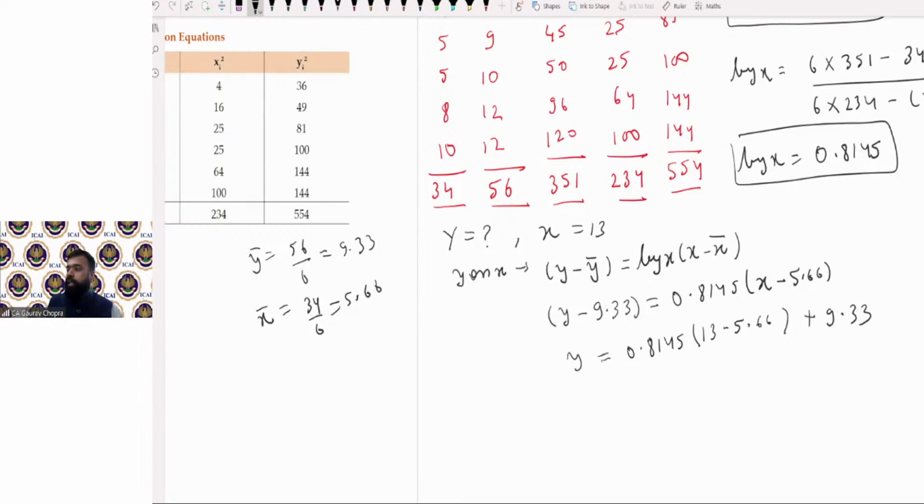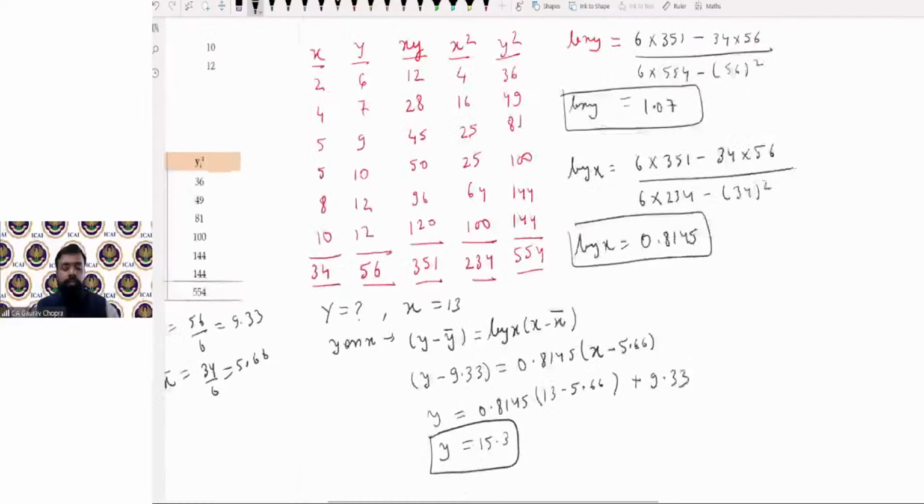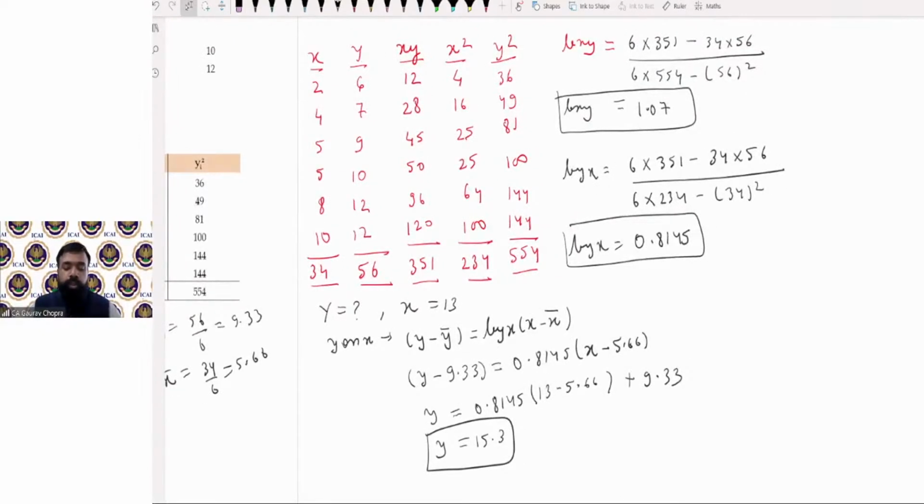So how much are we getting? 15.3. So this is the estimated value of y. तो x की वैल्यू गिवन थी, y को हमने एस्टिमेट करना था. तो सिंपली व्हाट वी हैव डन, वी हैव एस्टिमेटेड द वैल्यूज यूजिंग द इक्वेशन y on x.